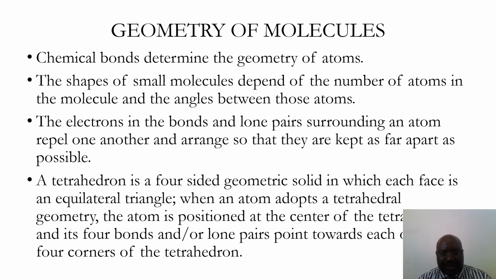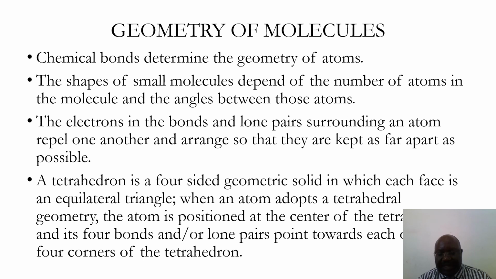The geometry of molecules. Chemical bonds determine the geometry of atoms. The shapes of small molecules depend on the number of atoms in the molecule and the angles between those atoms. The electrons in the bonds and the lone pairs of electrons surrounding an atom normally repel one another and arrange so that they are kept as far apart as possible.